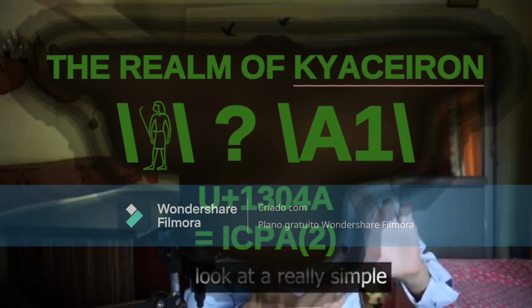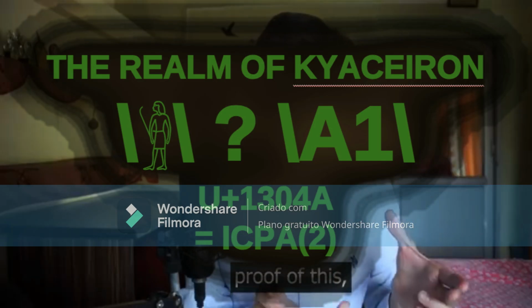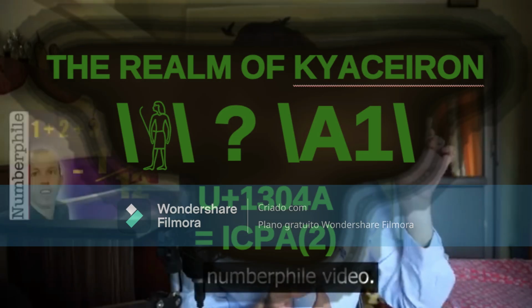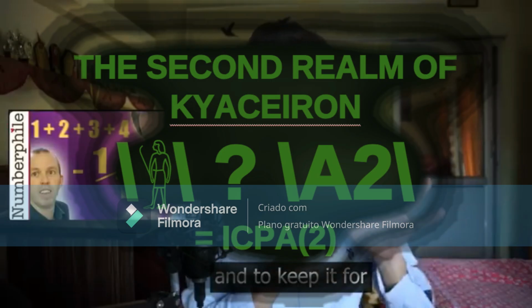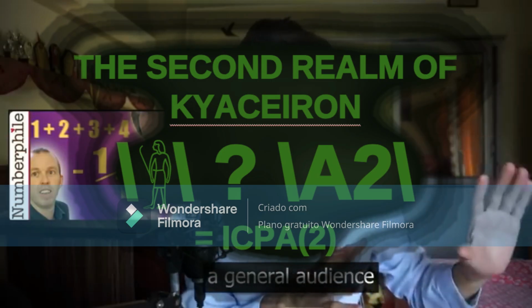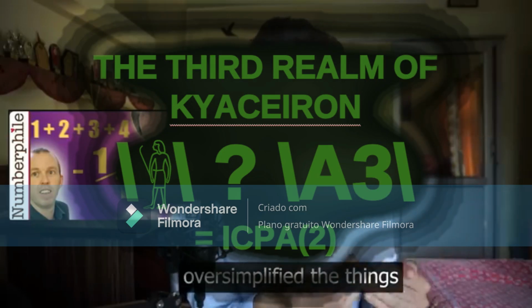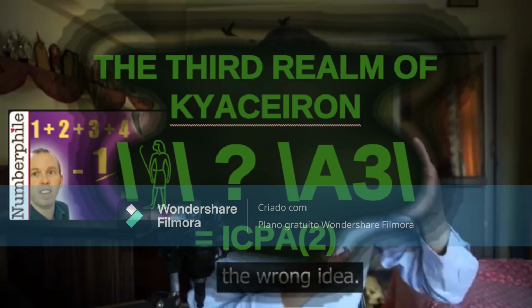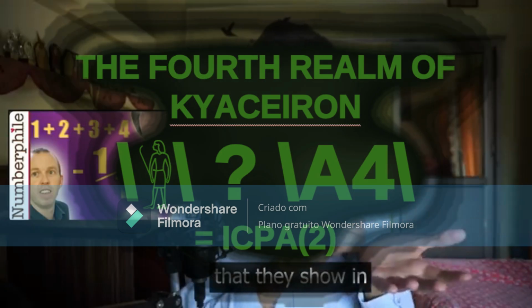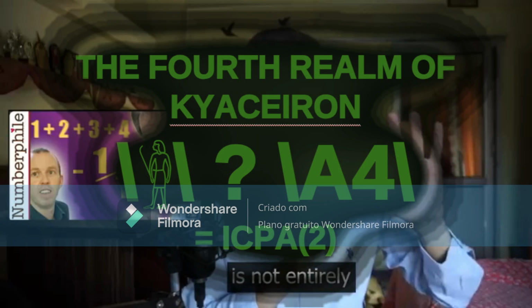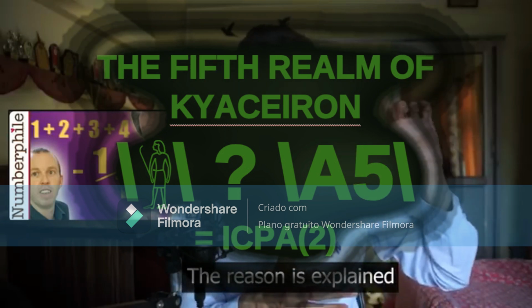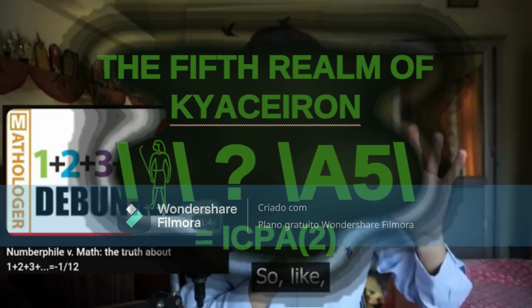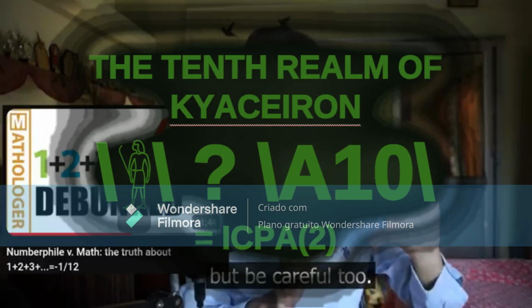Now if you want to look at a really simple proof of this, you can look at this Numberphile video. But remember, to keep things really simple and for a general audience, Numberphile oversimplified things and kind of conveyed the wrong idea. The proof that they show in this video is not entirely mathematically accurate. The reason is explained in this video, okay? So you can watch this video, but be careful too.